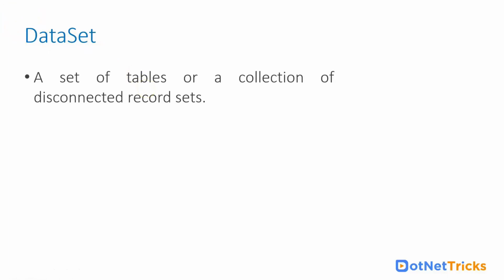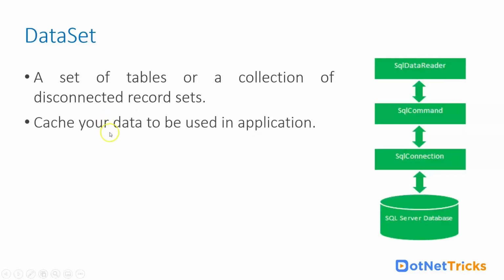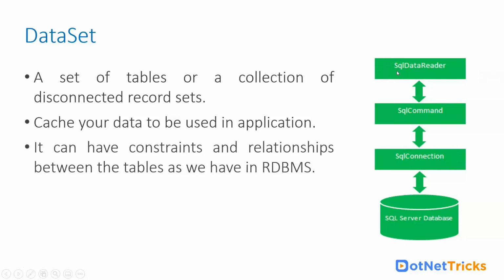Whenever this database or data source is reconnected, those changes will be applied to your data source. It caches your data to be used in the application. Once the data is stored via your data adapter, it will cache your data in your data table or data sets. If you have only one data table, you do not need a data set. You can just create a data table for that.